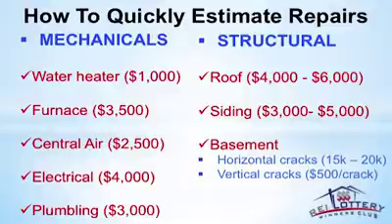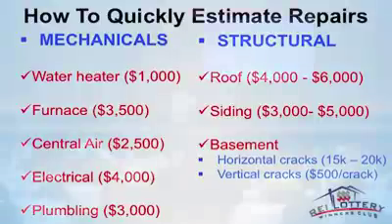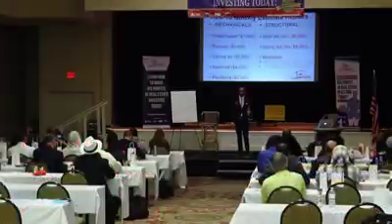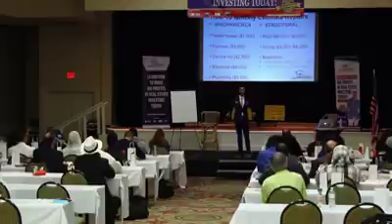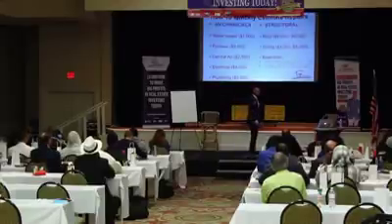Now, properties with basements, if they have a lot of water in them, sometimes I stay away from those properties, unless I'm getting it dumb cheap, super cheap. But horizontal cracks, $15,000 to $20,000 in basements. There's no basements here, but in other areas, yeah. Vertical cracks, $500 a crack, give or take. If the house is starting to settle in the basement, that's bad news.